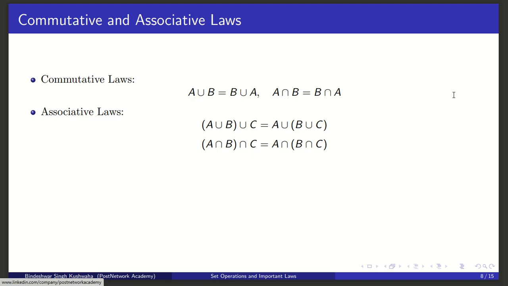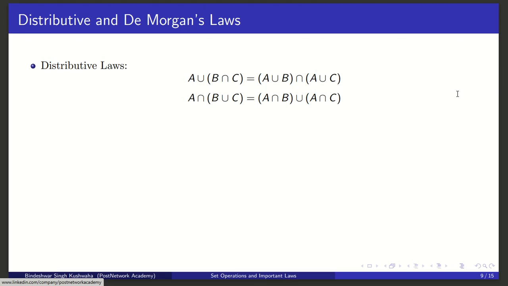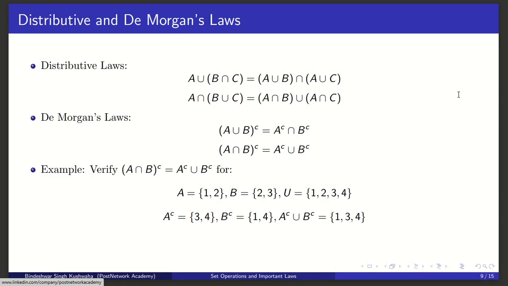Associative laws: (A union B) union C is equal to A union (B union C), and this also holds for intersection. For an example, you can put in values and check it. Distributive law: A is distributed over the union, A intersection (B union C), and the same way for union over intersection. De Morgan's laws are very important. They say that the complement of (A union B) is equal to A complement intersection B complement. The same way, the complement of (A intersection B) is equal to A complement union B complement.